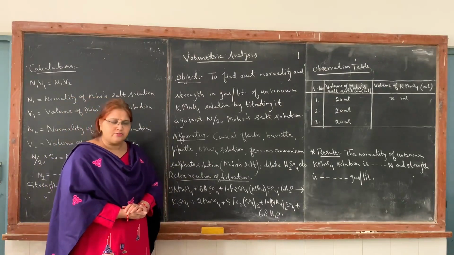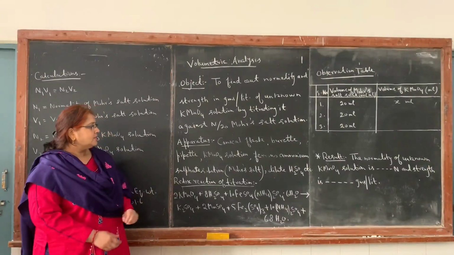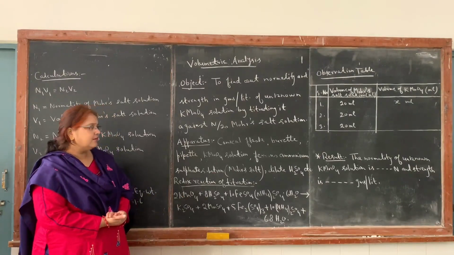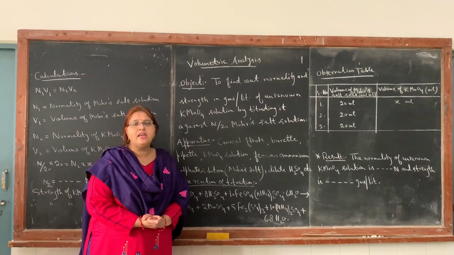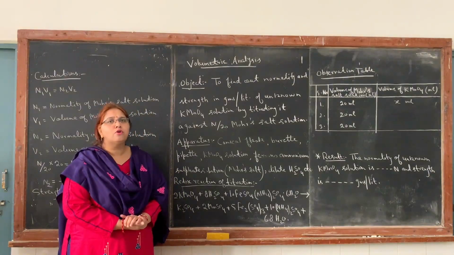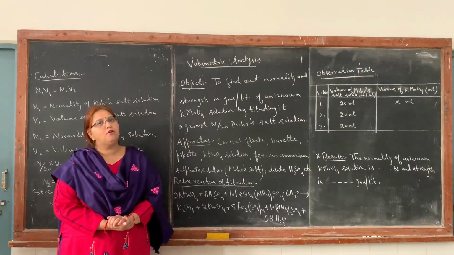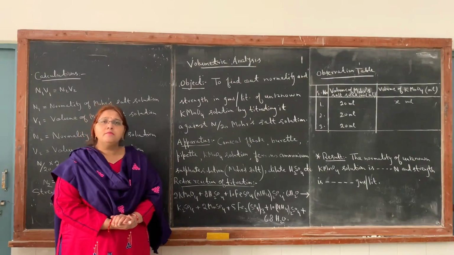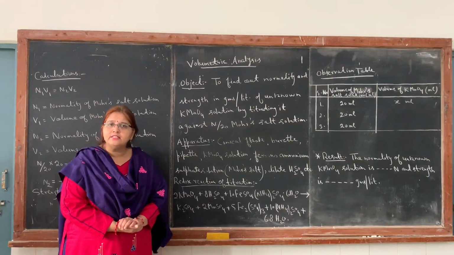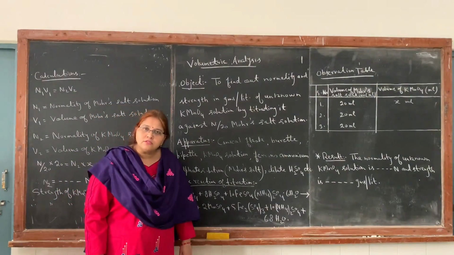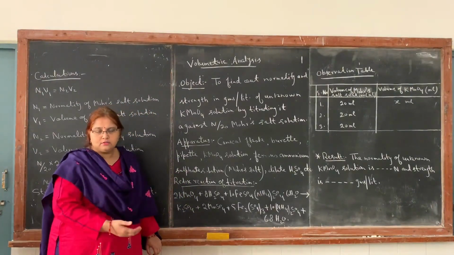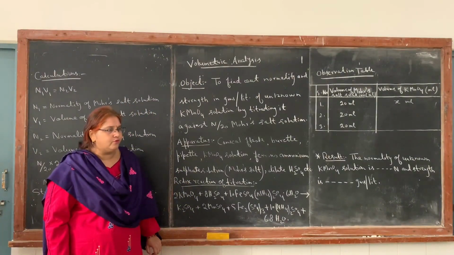acid, etc. Now, since it is a redox titration, one thing we have to make very clear is that Mohr's salt is acting as a reducing agent, whereas KMnO4 is acting as an oxidizing agent. KMnO4 acts as a very good oxidizing agent in presence of sulfuric acid, H2SO4. It may be concentrated or dilute, but in this experiment we are not dealing with concentrated H2SO4, we are dealing with dilute sulfuric acid.